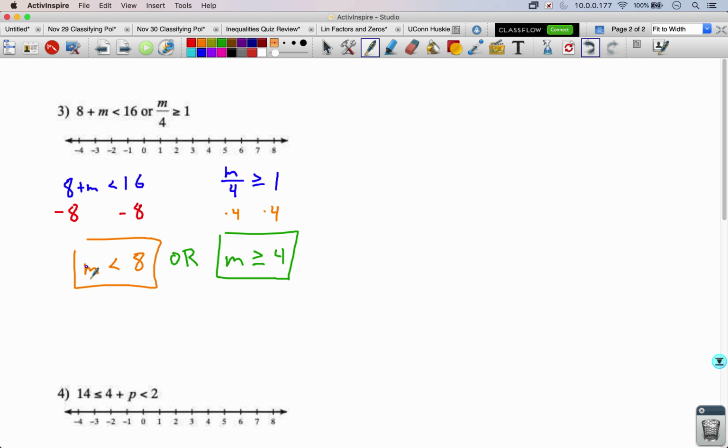Now let's graph this. M is less than 8, so it's an open dot at 8, arrows going this way. M is greater than or equal to 4, let's put a closed dot here, arrows going this way. These do not link up to make a line segment. This was an OR type, so they cross each other, and our real answer is all real numbers.